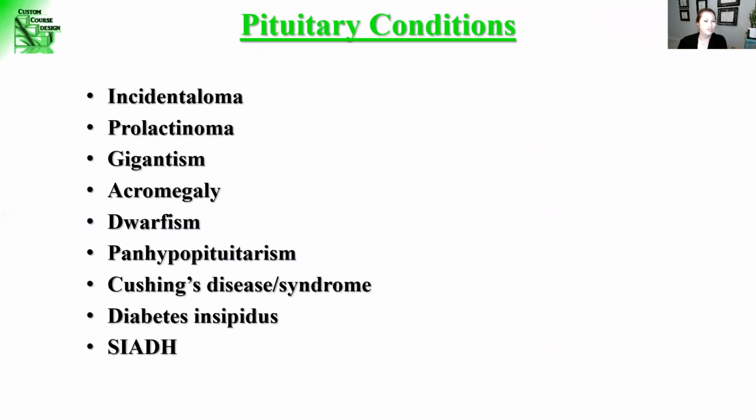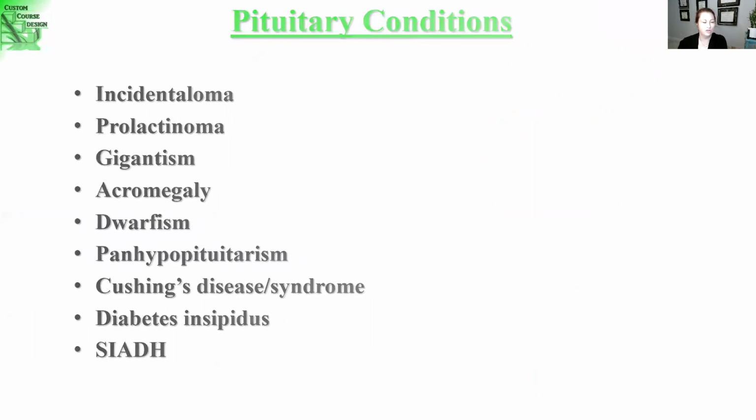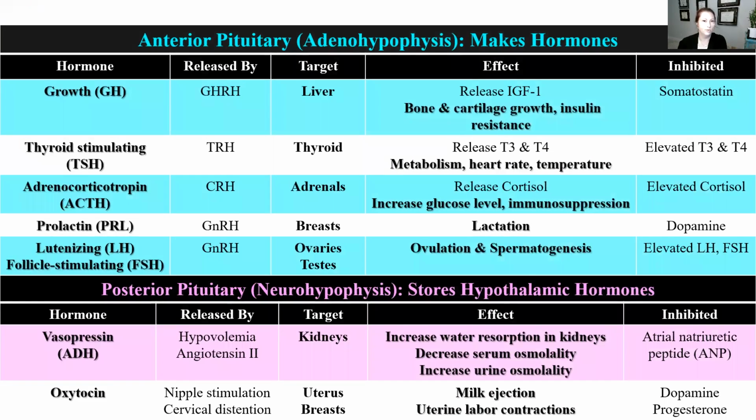Let's talk about some of our pituitary conditions. But before we get into those, I want to talk about what the hormones are that are made and secreted by the pituitary gland. So let's start on the top part of this chart here. We're going to talk about the anterior pituitary, or the adenohypophysis, that actually makes the hormones that are secreted.